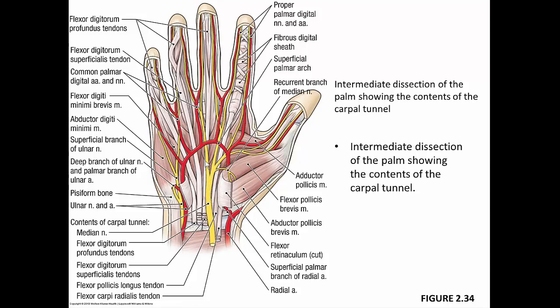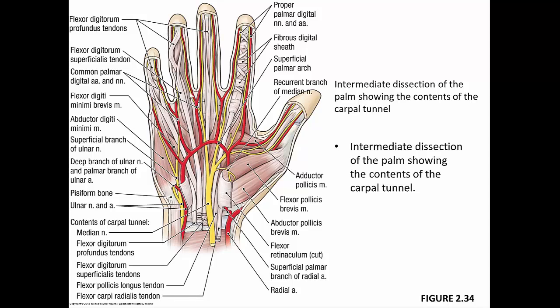You should be able to follow these common palmar digital branches of the median nerve to the lateral 3½ digits. 1, 2, 3½, because here's the last little branch laterally to the ring finger. The other part is supplied by the ulnar nerve.